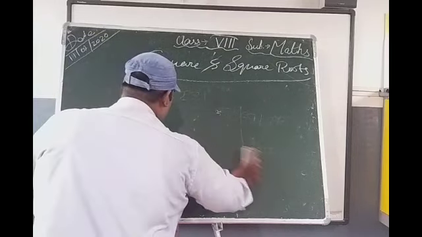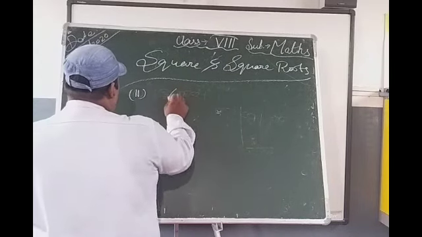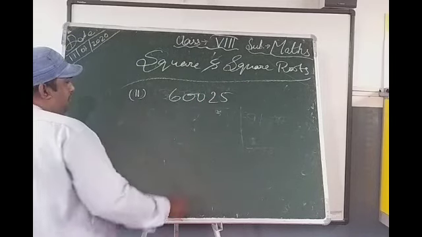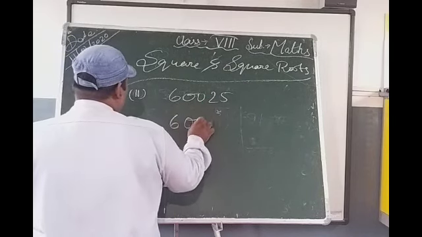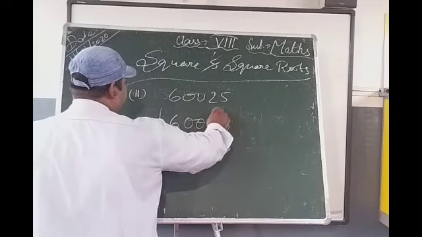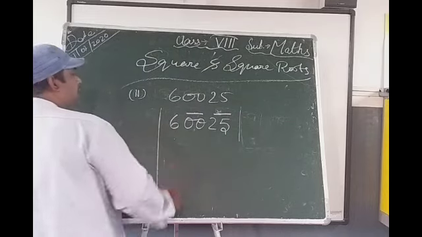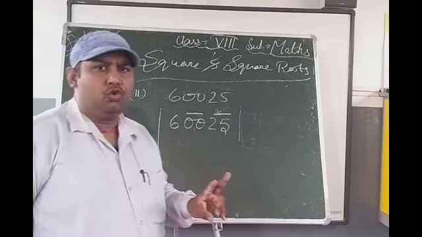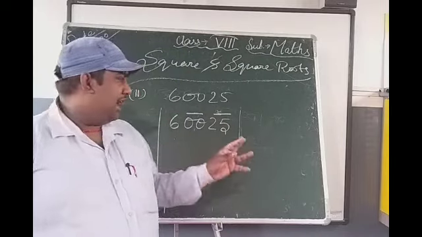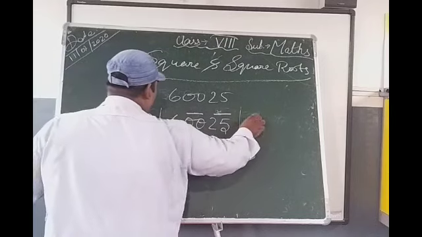Now one more problem: 60025. Look here. Same thing, two-digit pairs we will make. Finally it is single, and the single is 6. The square of 2 is 4, and the square of 3 is 9, so 9 is more than 6 and 4 is less, so we will write 2 here, and 2 again.